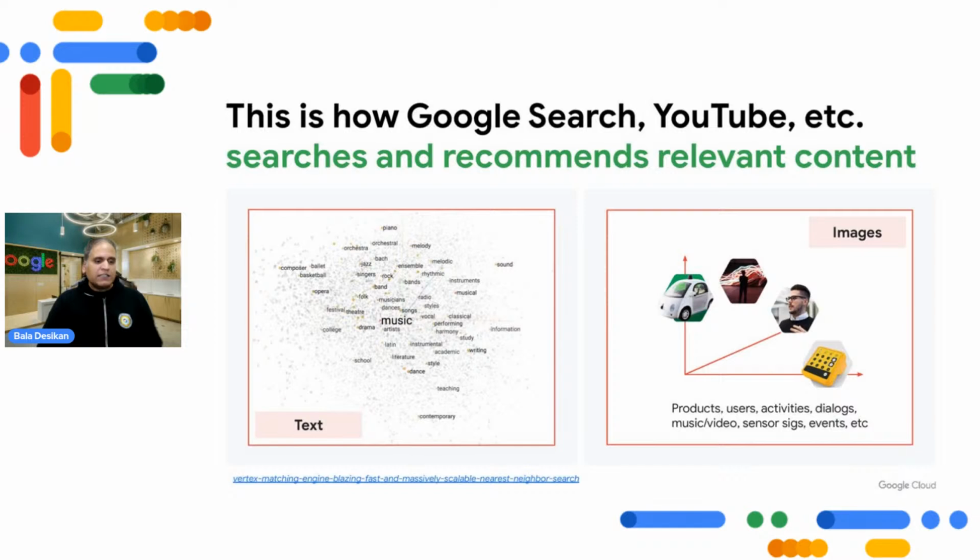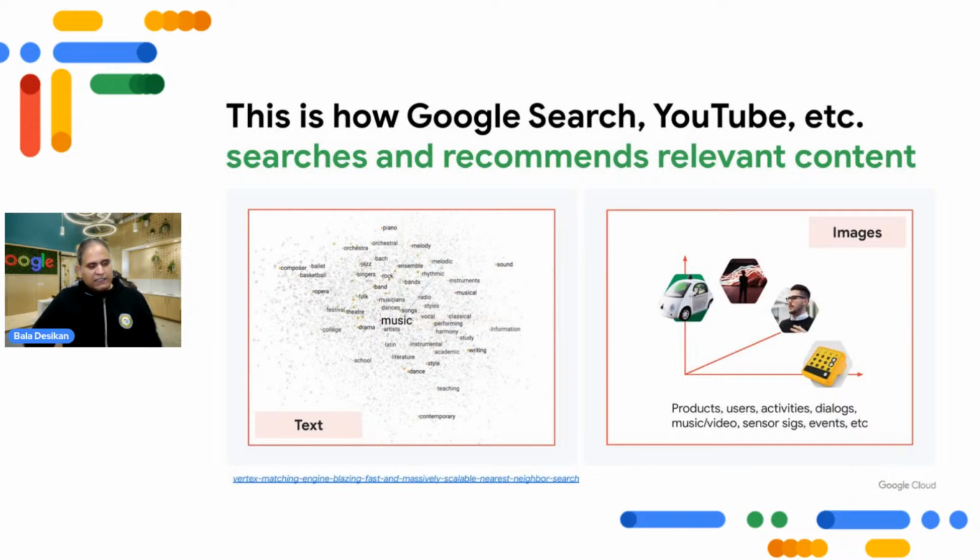And in the business sense, the embeddings can be anything. Embeddings can be products, users, activities, dialogues, music, video, sensor signals, events, and on and on. If you're looking at products, you're taking all the products and putting them in the embedding space so that similar products are grouped together. And when you search for them, you get similar products.